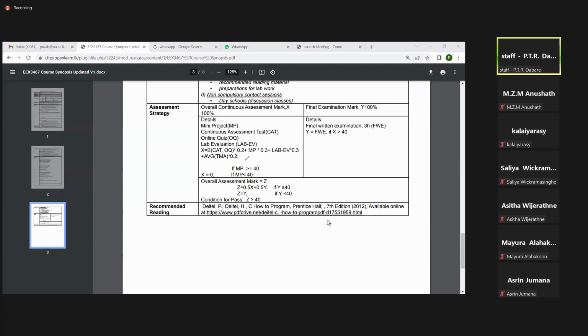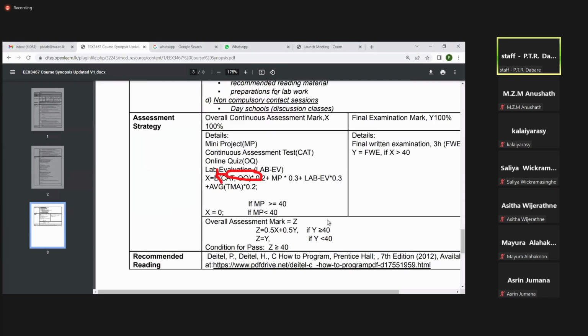See here, the mini project component. If mini project is less than 40, right? I hope you all can see this. If mini project is less than 40, then your continuous assessment mark would be considered as 0.